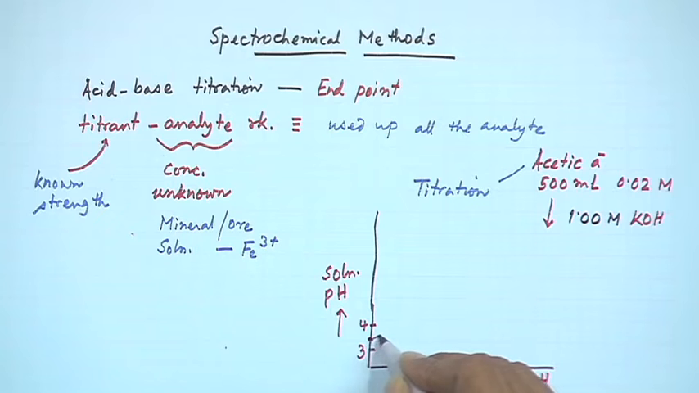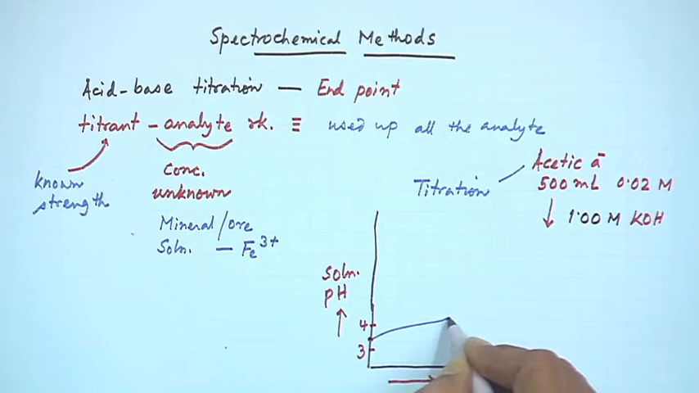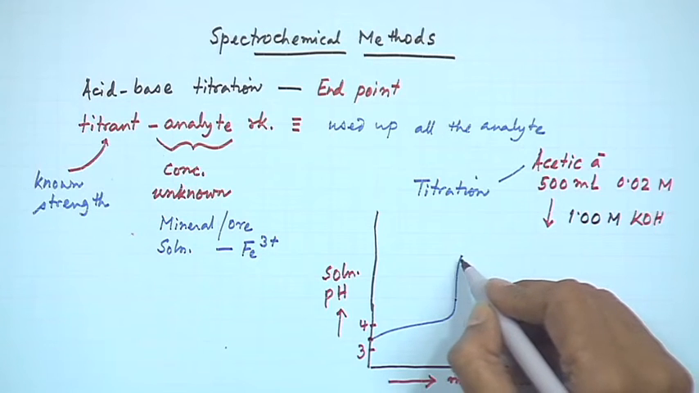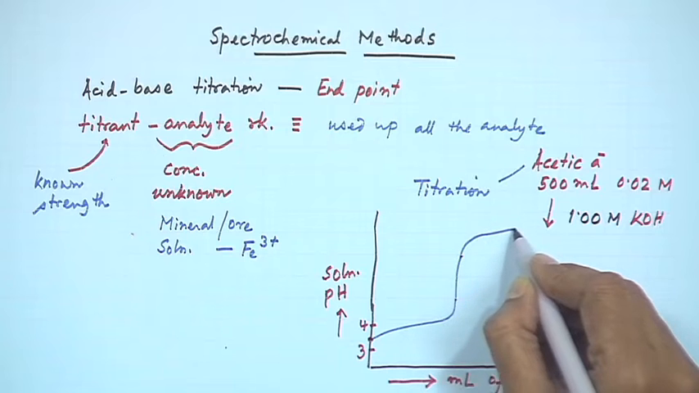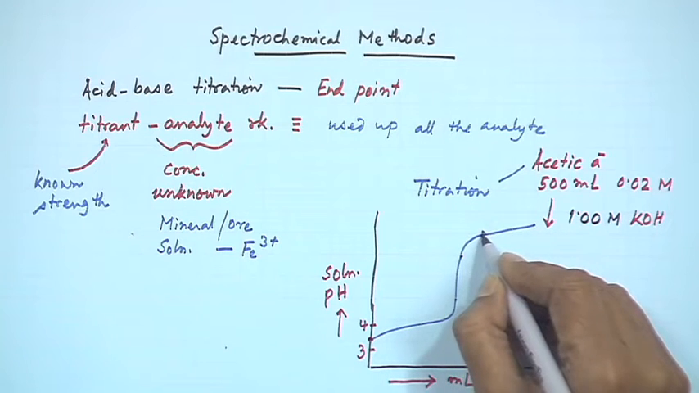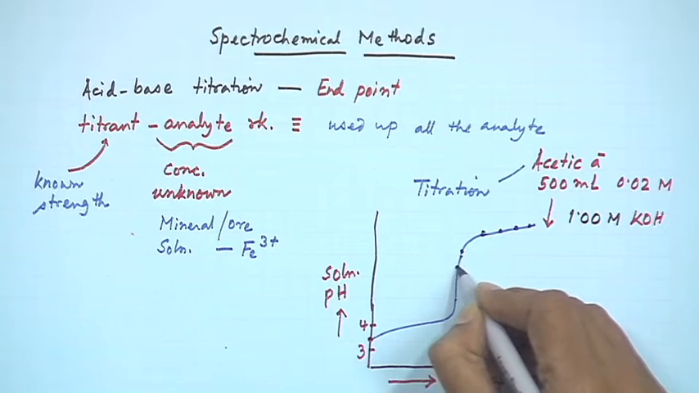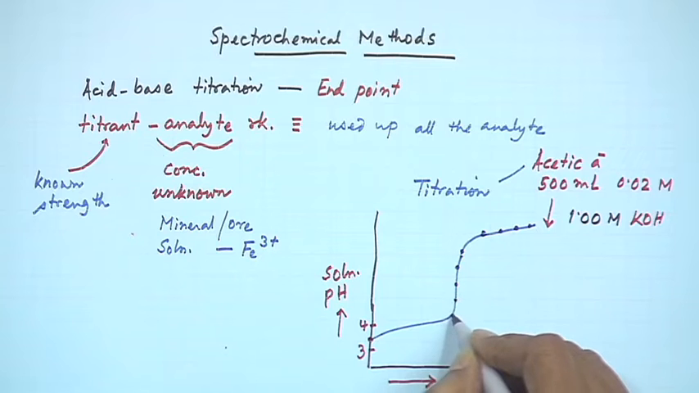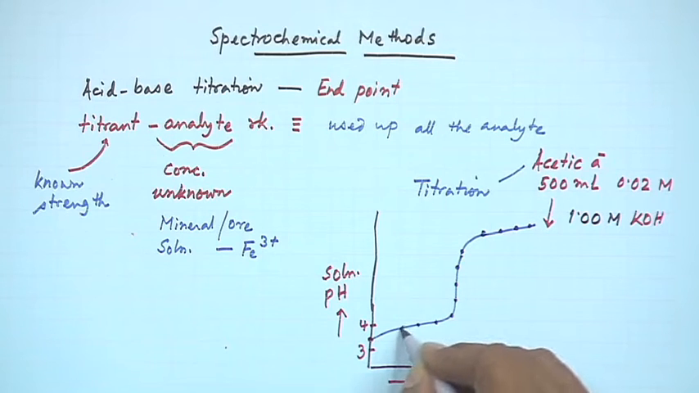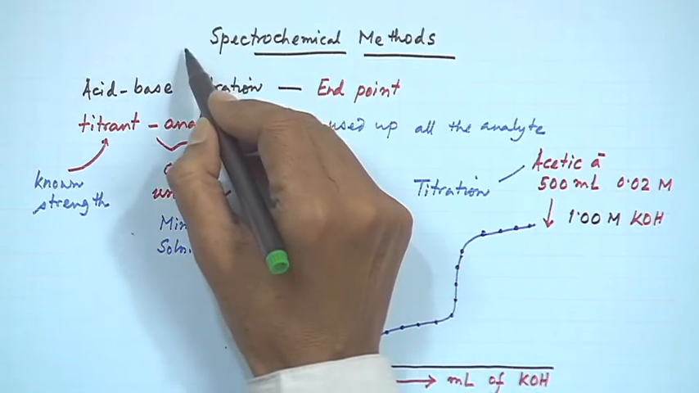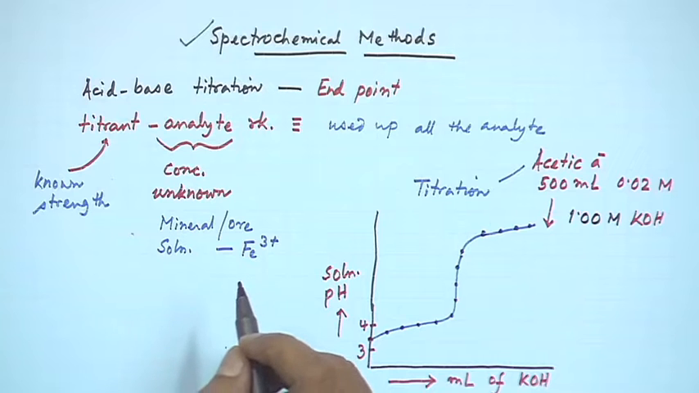We will just go like this, then we will have a sharp increase in the value, and then we will see something. So these are the points during the titration. Once you add a certain milliliter of the KOH solution, we can monitor the pH change. If this can be the change, how can we utilize this reaction to go for a spectrochemical analysis?